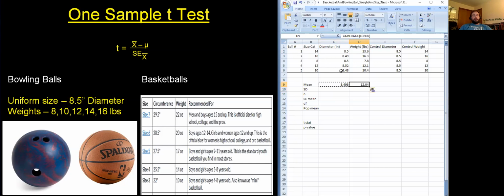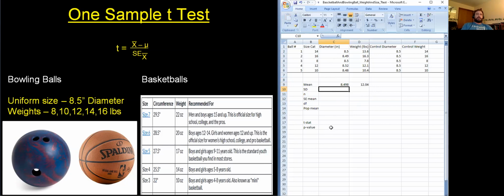So when I hit Control C and then Control V as in Victor to paste, you can see that that drops the mean of the weights right in there. So it's cells D2 through D6, and this is the average of cells C2 through C6. Great. So we have calculated the mean of the diameter and the mean of the weight.